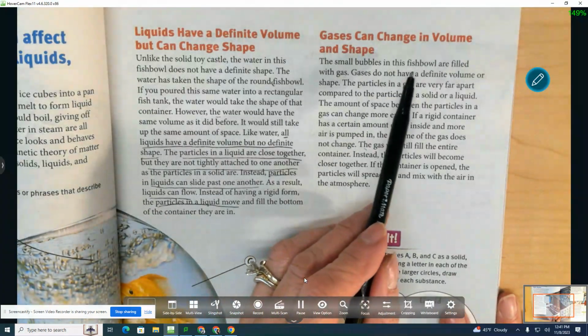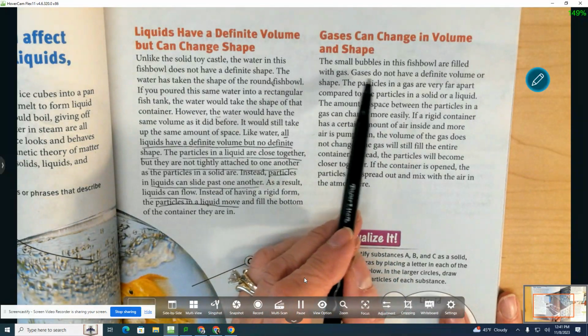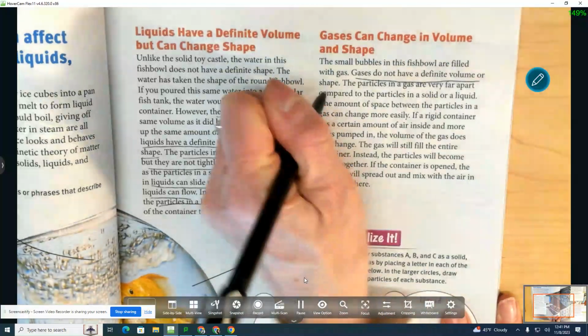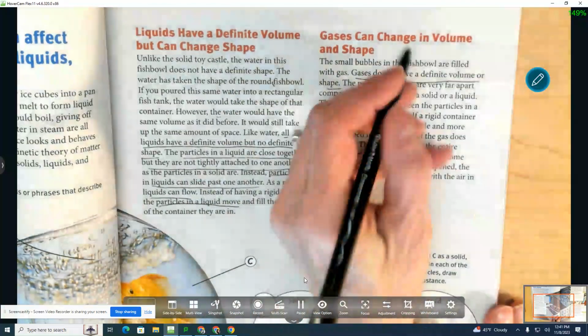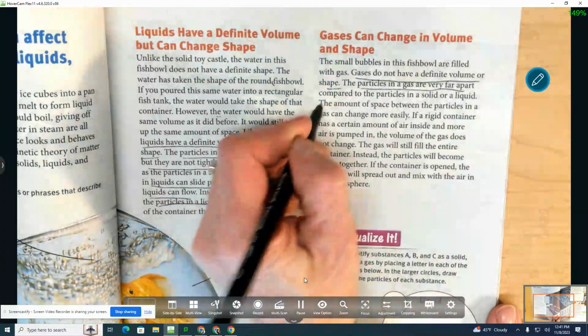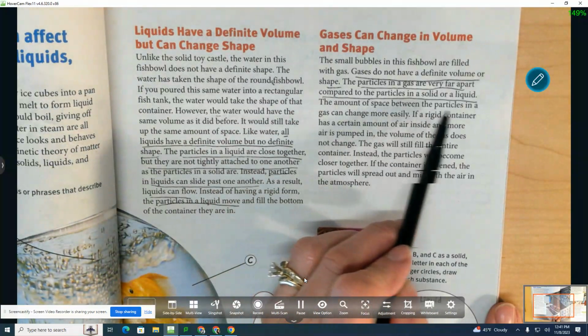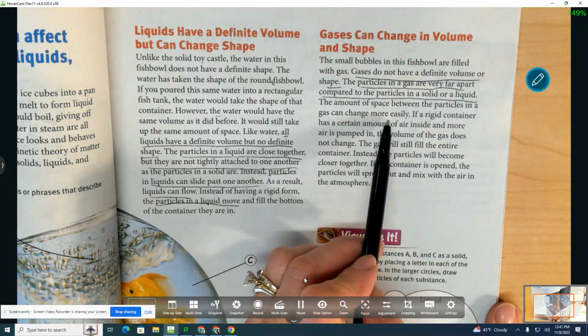The small bubbles in this fishbowl are filled with gas. Gases do not have a definite volume or shape. So we'll underline that. The particles in a gas are very far apart compared to particles in a solid or a liquid. The amount of space between particles in a gas can change more easily.